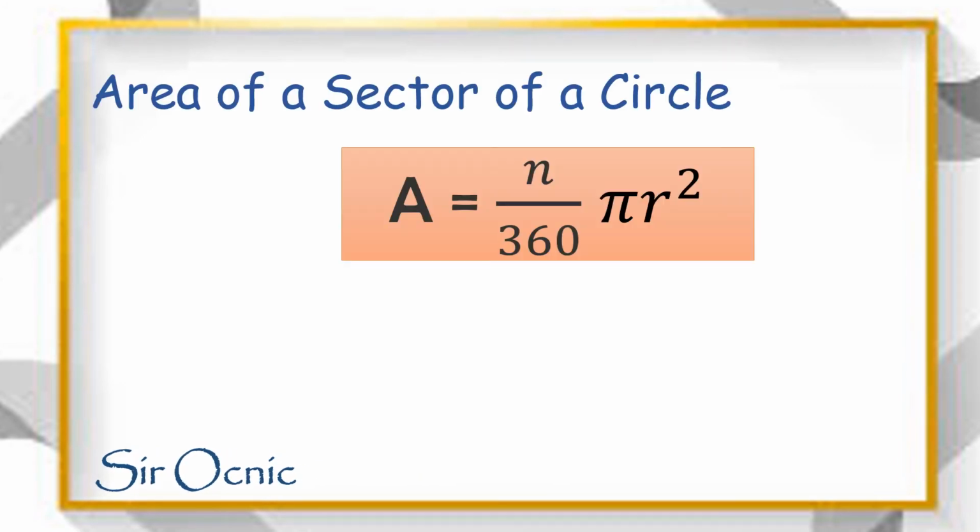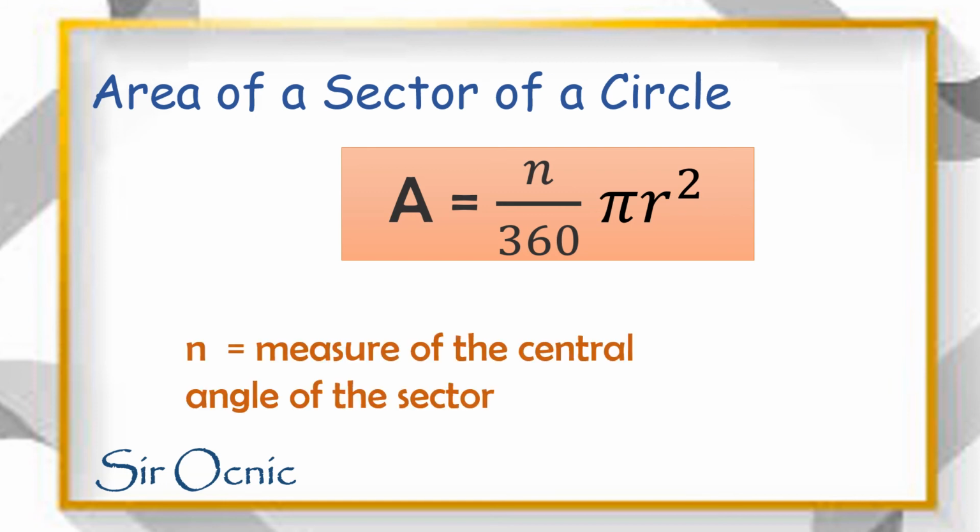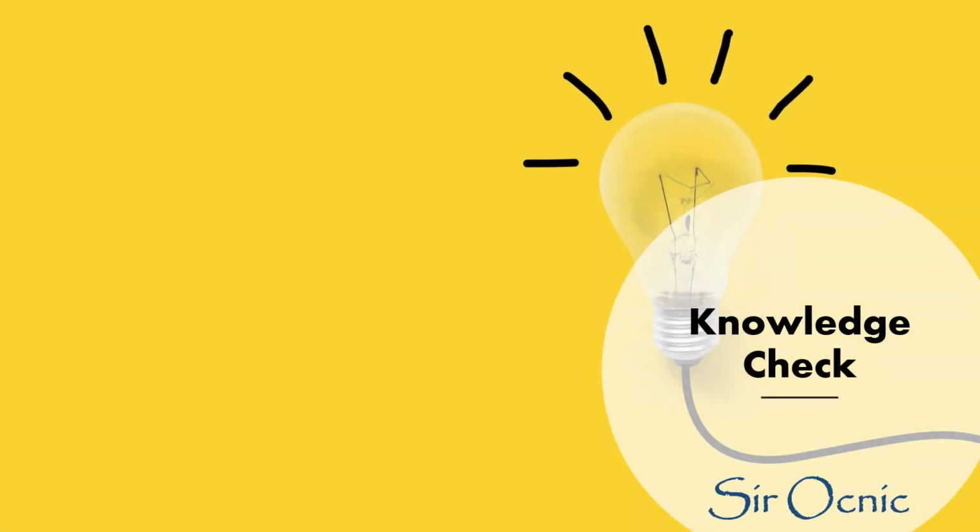The formula in finding the area of a sector of a circle is given by A equals n all over 360 pi r squared, wherein n is the measure of the central angle of the sector and r is the radius. Let us now check your knowledge. Do not forget to pause the video while you are doing the activity.